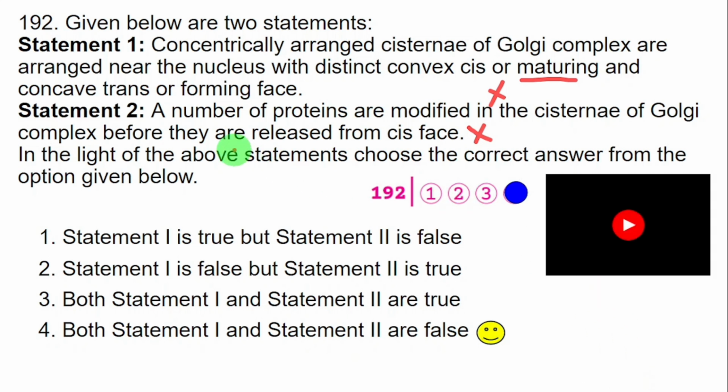So see, you have to read the statement carefully, word by word, and analyze whether it is correct or incorrect. And then you mark your final answer on the OMR sheet. Do not hurry in attempting two statement questions. So let's understand what Golgi complex is. What are cisternae? Then what is convex or the cis phase? What is trans phase? And overall, what is the role of Golgi complex in the cell?